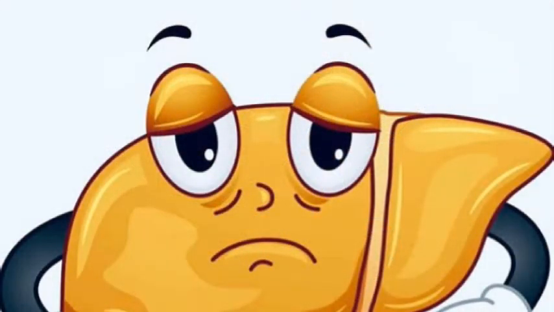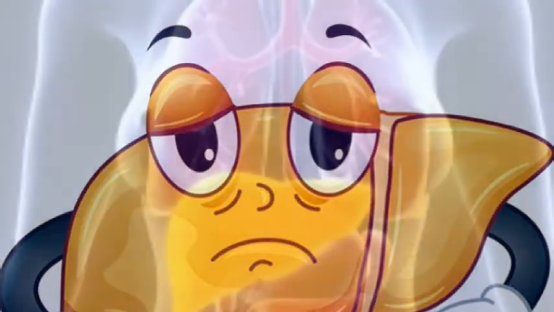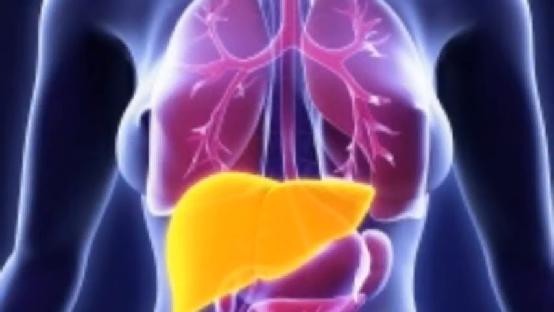What is fatty liver? Fatty liver disease is a condition where fat builds up in your liver. It is broken up into two main groups: alcoholic fatty liver disease and non-alcoholic fatty liver disease. Non-alcoholic fatty liver disease is a very common condition. It affects about 20% of people in the world.